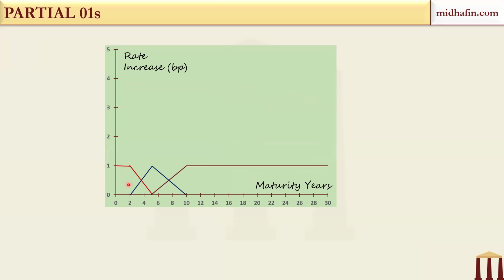So if all the key rates are changing, you are hedged for parallel shifts. If only some of the key rates are changing, then you are hedged for only those key rates. That means you are also hedged for non-parallel shifts. So if you are hedging using partial 01s, you hedge for both parallel as well as non-parallel shifts. That means it's a better way to hedge.